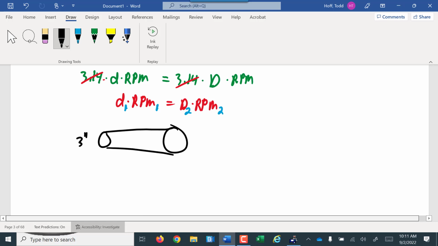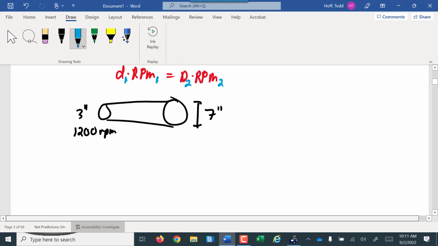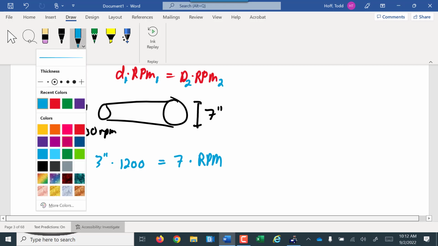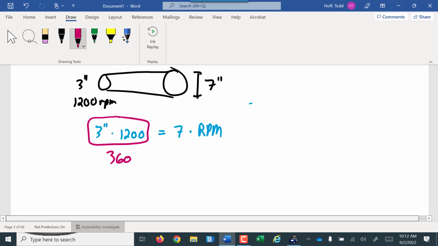So if I know this is 3 inches turning at 1200 RPM, connected to a pulley that's 7 inches. Again, it's size times RPM, so 3 inches times 1200 RPM has to equal 7 inches times whatever that RPM is. And now we're just solving an equation. So on the left side, we're going to combine those numbers. 3 times 1200 is 3600.